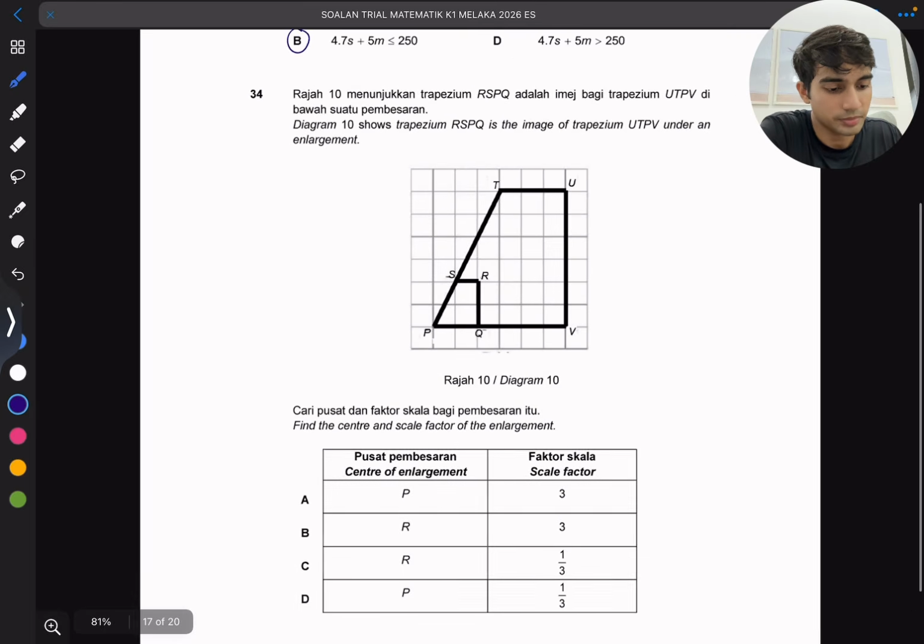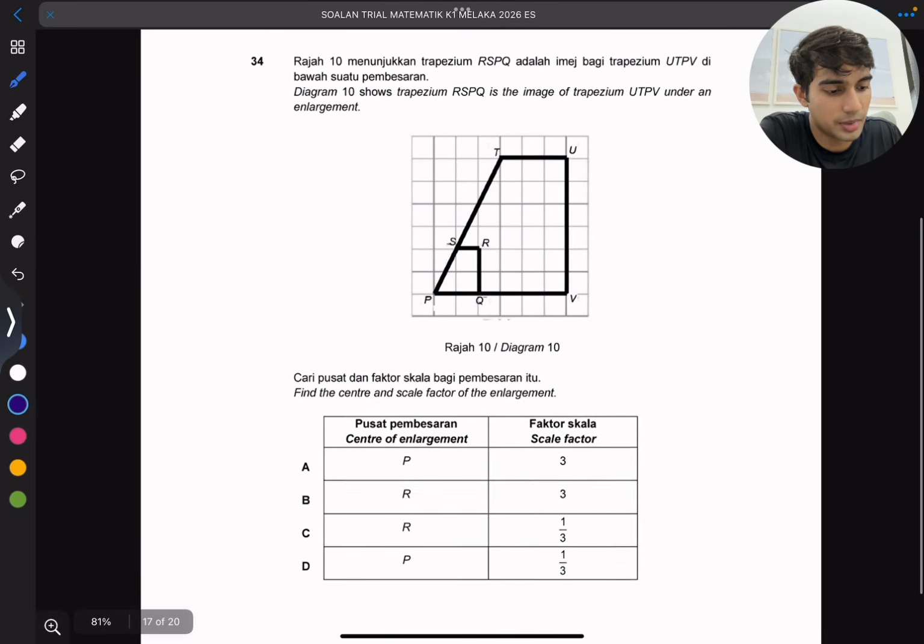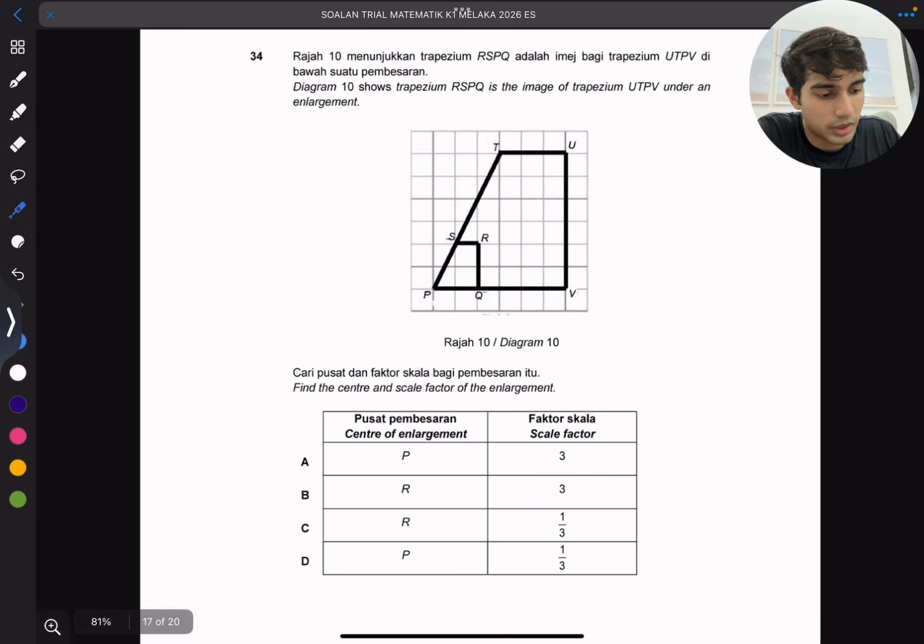34. Diagram 10 shows a trapezium. RSPQ is the image of trapezium UTPV. So this is the image and this is the object. Find the center and scale factor of enlargement. Right. Let's find the scale factor first. So scale factor is always image over object.